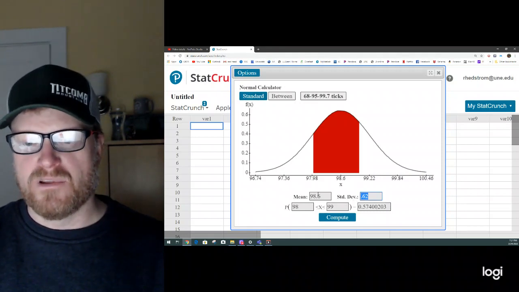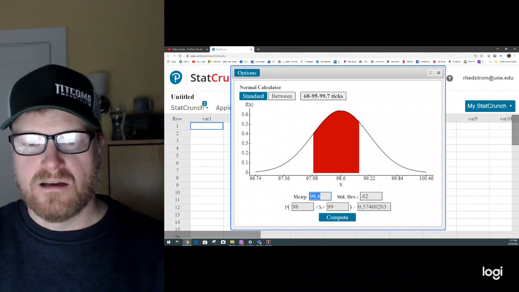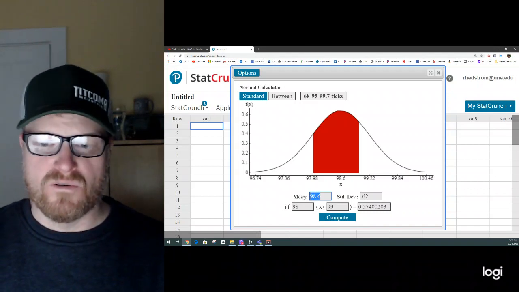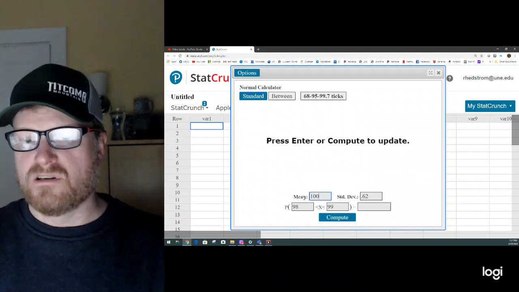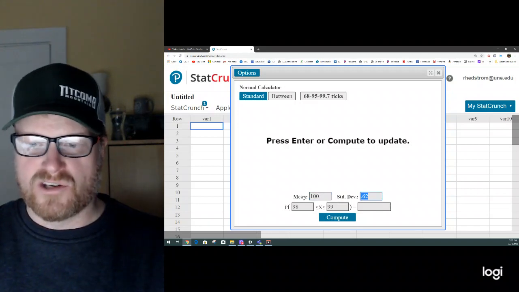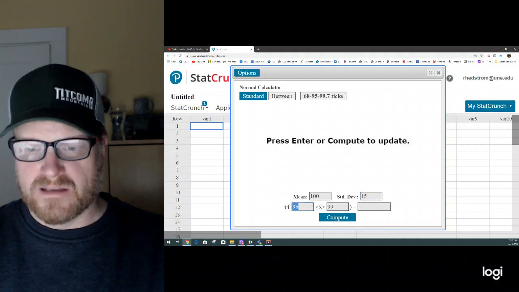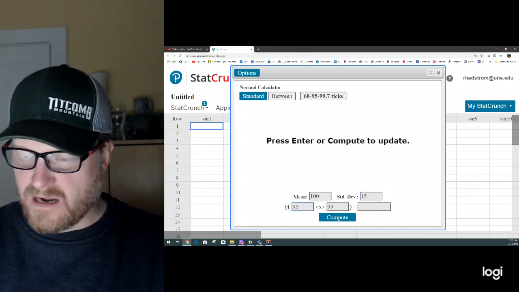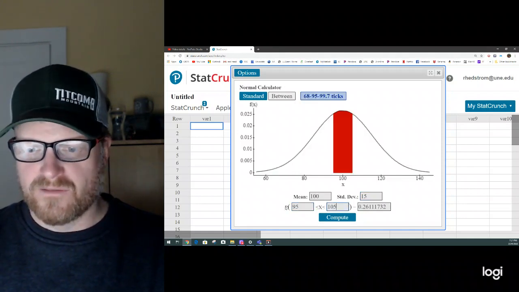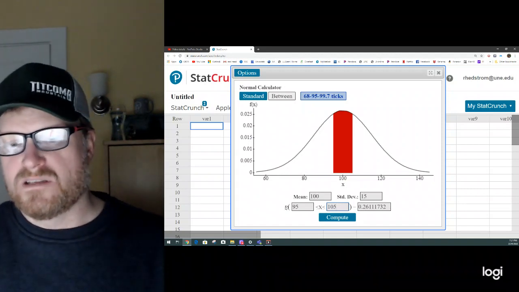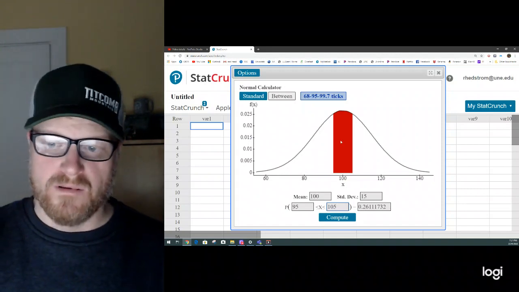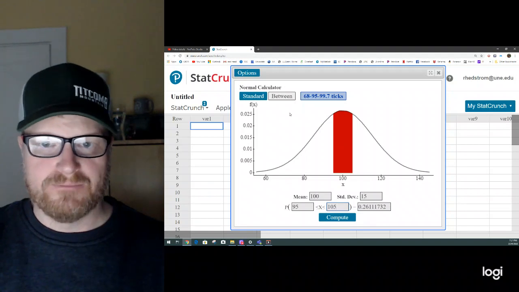Here's another example that we could use. Let's say you're looking at IQ scores. Generally, IQ scores have a mean of 100 with a standard deviation of 15. And we want to know what's the probability that somebody has an IQ between 95 and 105. That represents 26%, or the probability is going to be 0.26.